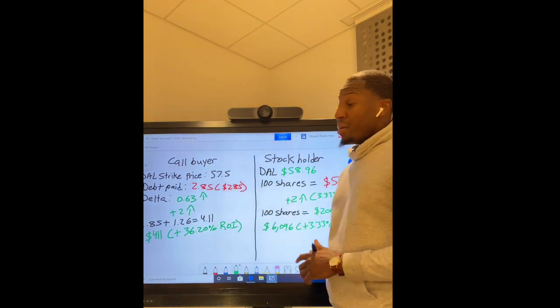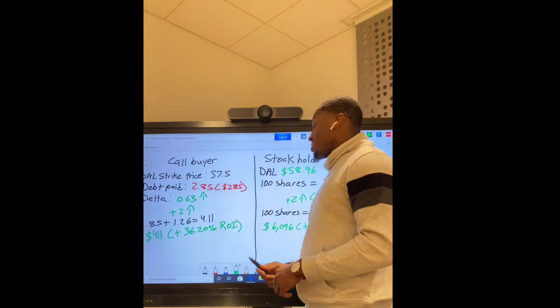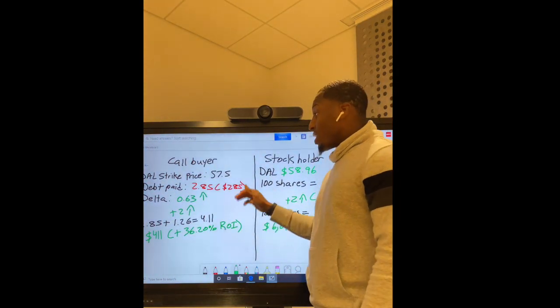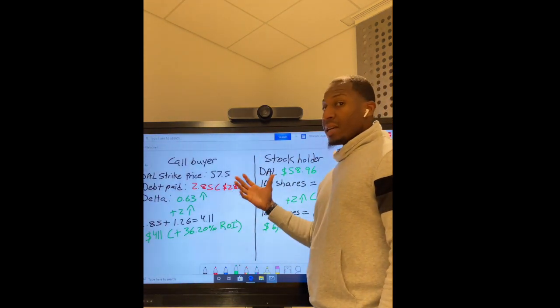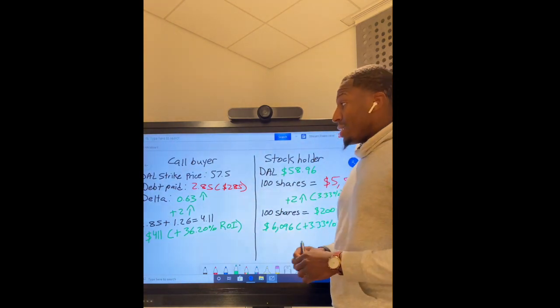So you multiply your premium, your debit paid, by 100. So you're only coming out of pocket $285 versus the $5,000 to own the 100 shares. So we're controlling 100 shares for $285. Cut that cost substantially. Now, we do have to keep into consideration Delta.